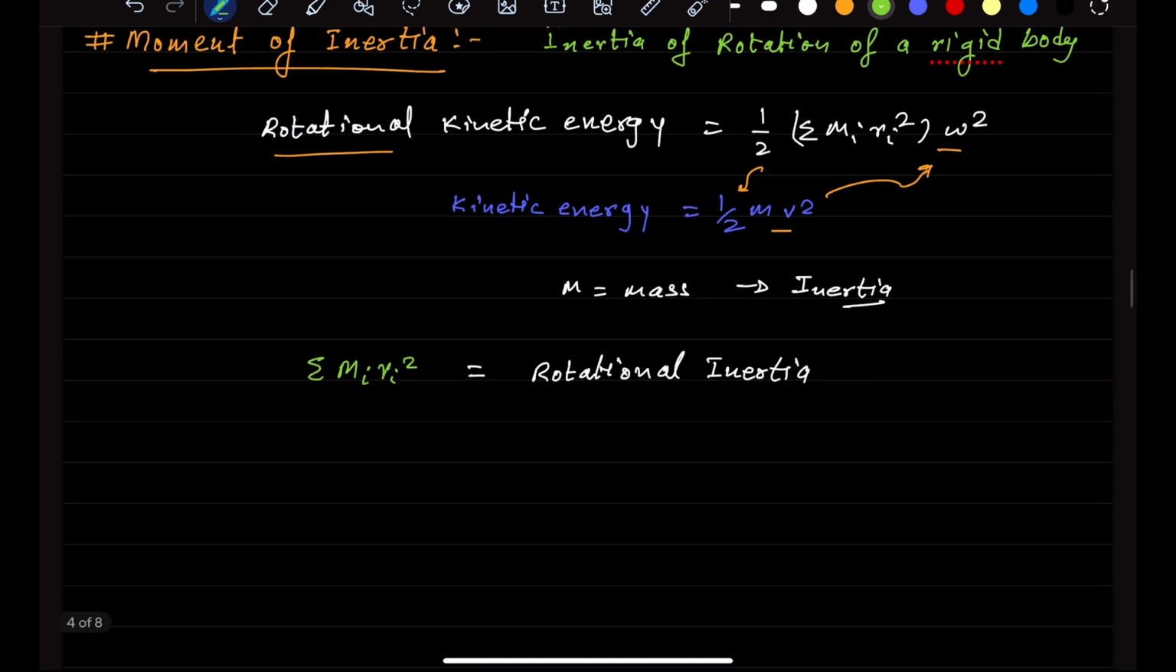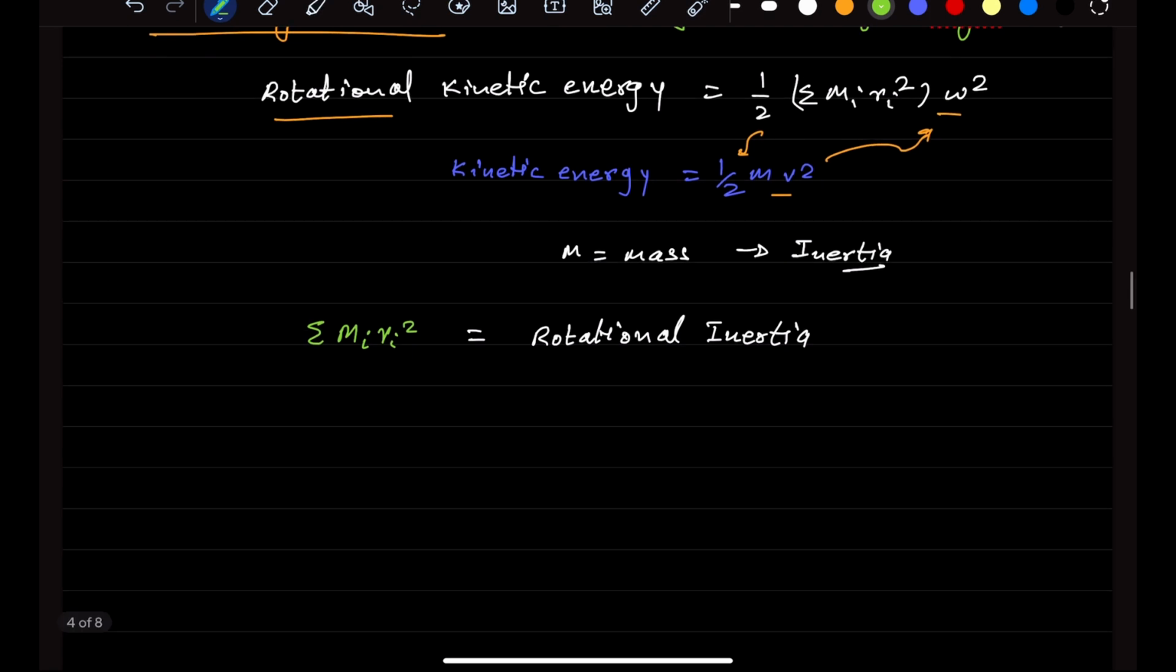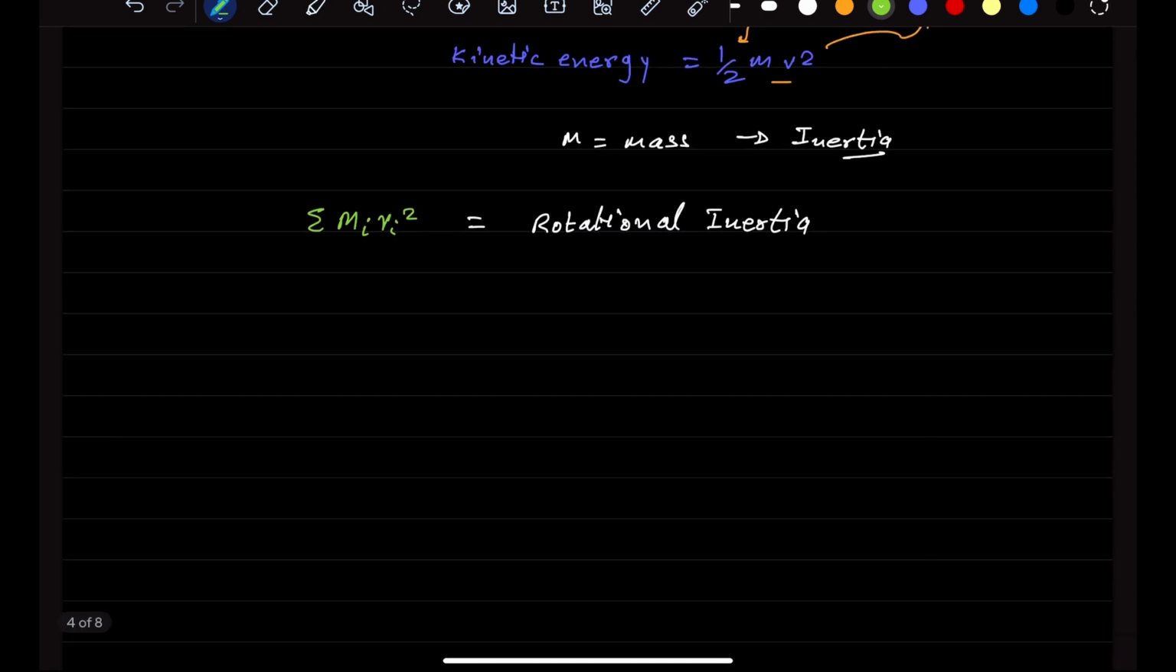So we are defining it separately because we are getting this term by similarity, by comparing the equations of the translational kinetic energy and rotational kinetic energy. So nowhere you need to memorize that this is inertia. You can just conceptually understand it. Whenever you understand it conceptually, it will be very easy to keep it in the head, right?